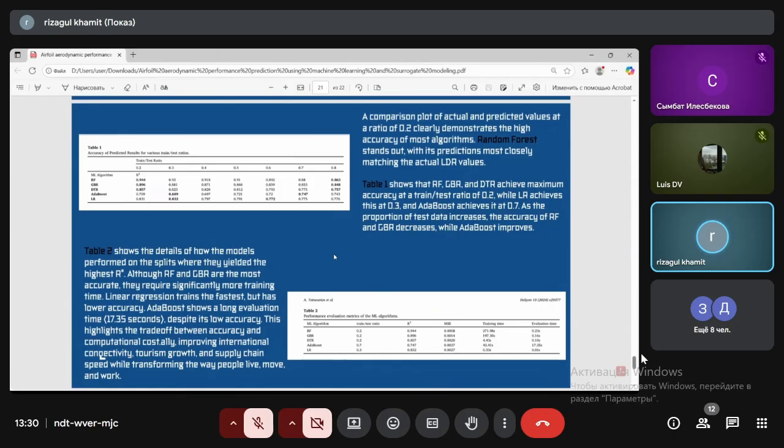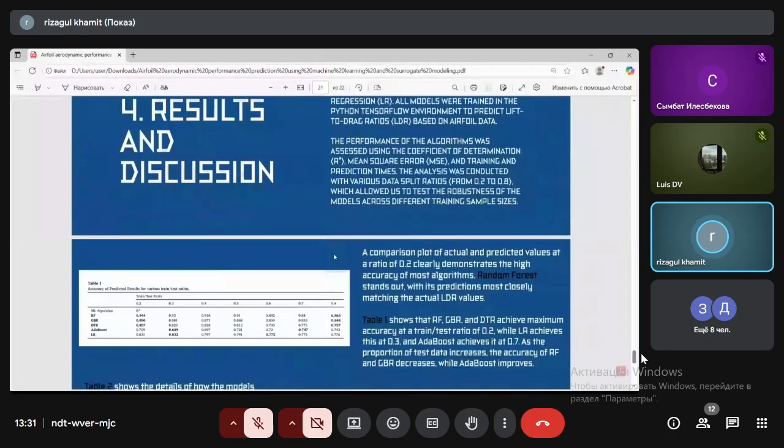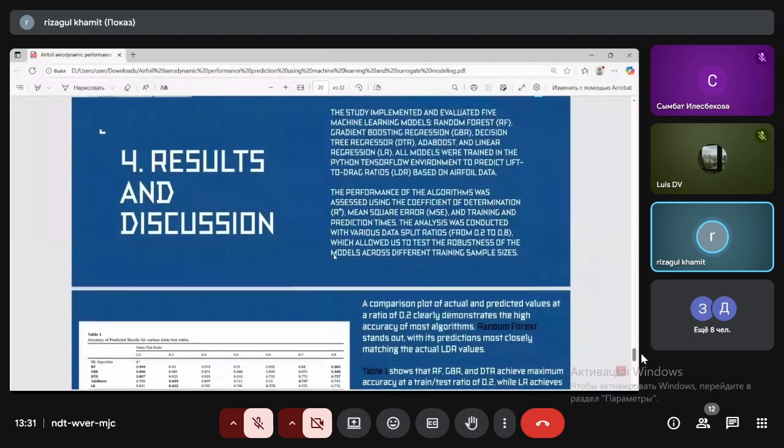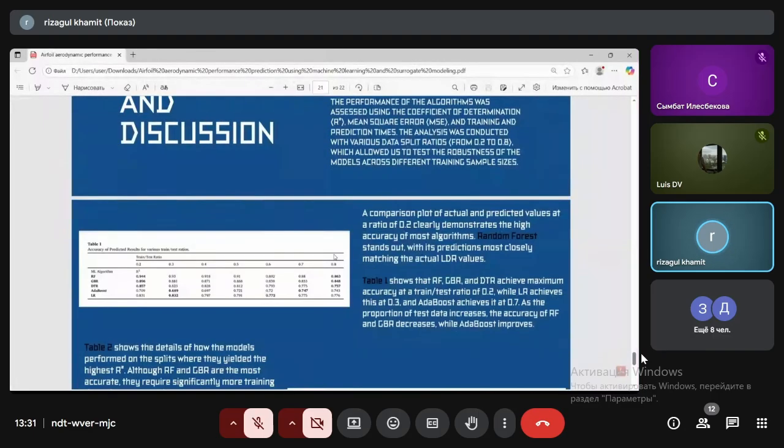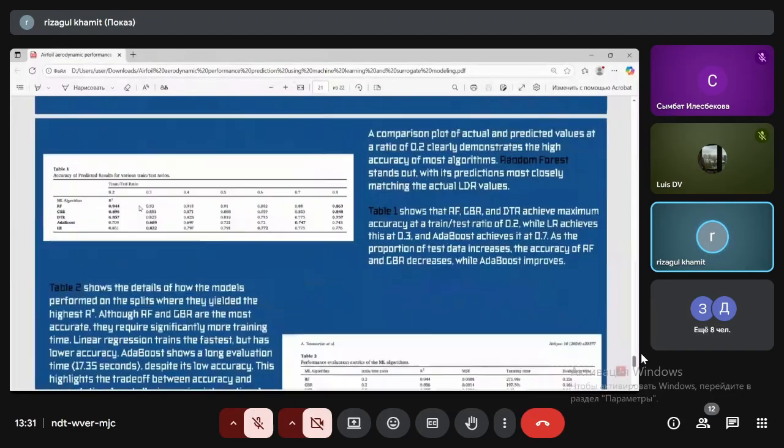The comparison plot of actual and predicted values at a ratio of 0.2 clearly demonstrates the high accuracy of the algorithms. Random forest stands out with its predictions most closely matching the actual lift to drag ratio values. From the first table, it shows that random forest, gradient boosting regressor and the decision tree achieve maximum accuracy here.